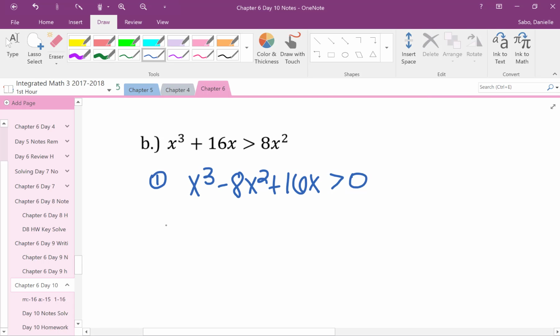X. Yes. So we're going to go ahead and GCF here. We're going to pull it out and divide each one by x. You're going to be left with x squared minus 8x plus 16.